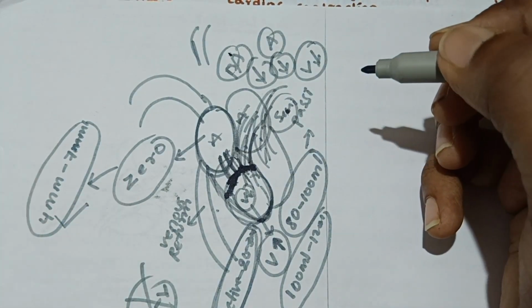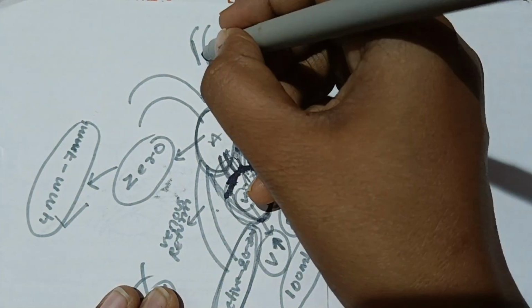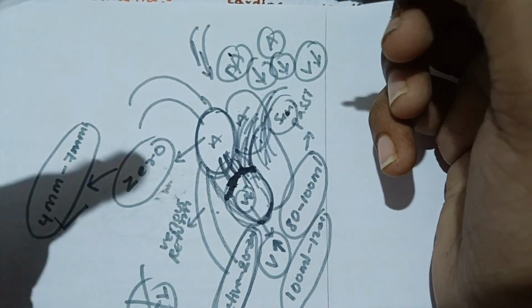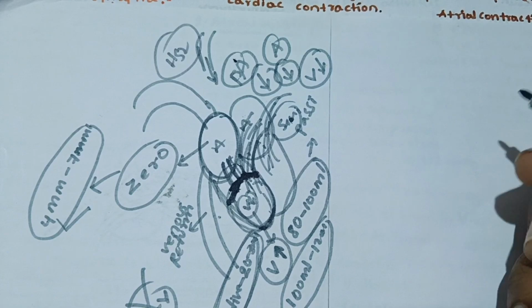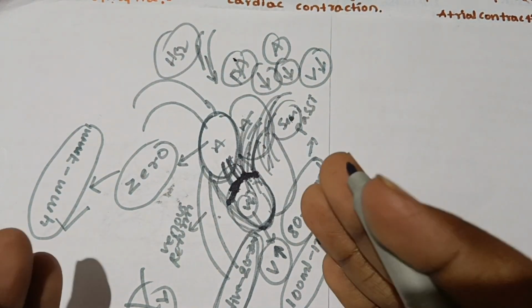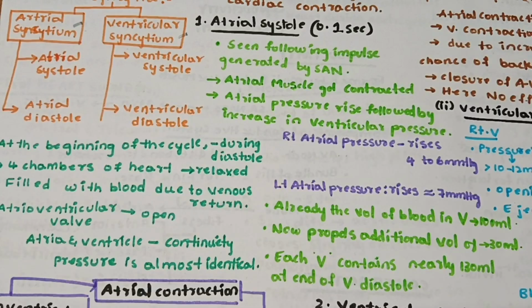They are present between the ventricle and the pulmonary artery and the aorta. The semilunar valves close in order to prevent blood backflow into the ventricles, and then we get HS2. Okay, HS2. Yes, this is the simple way of the cardiac cycle. Now let's see in the description what happens actually.